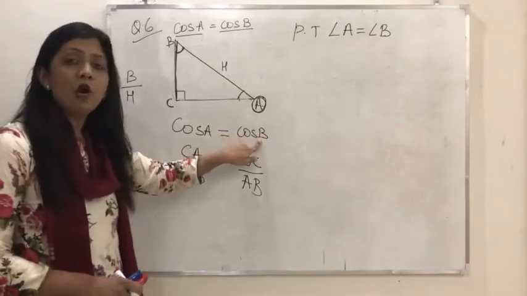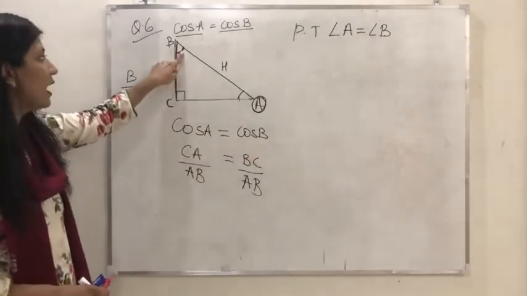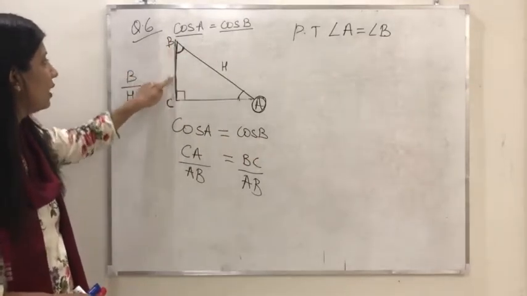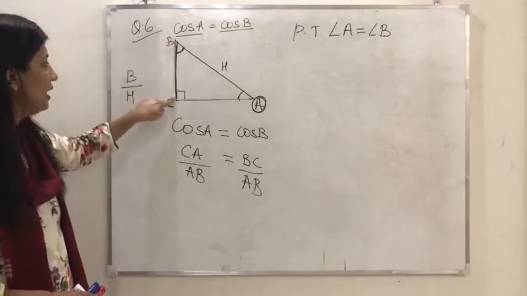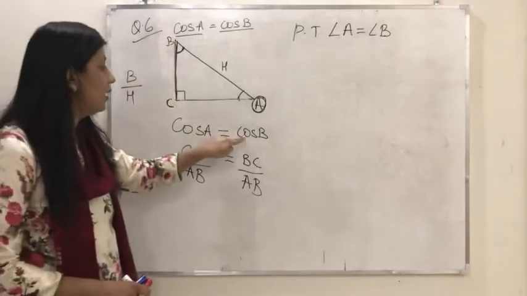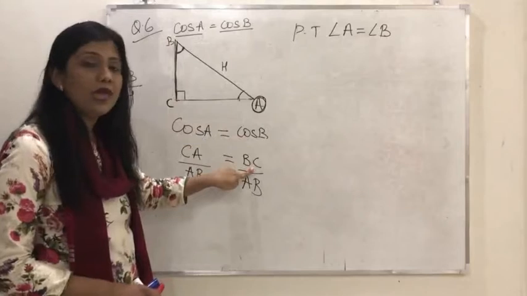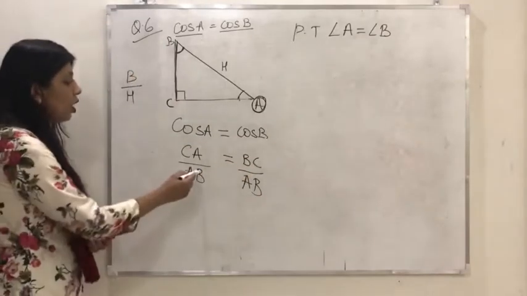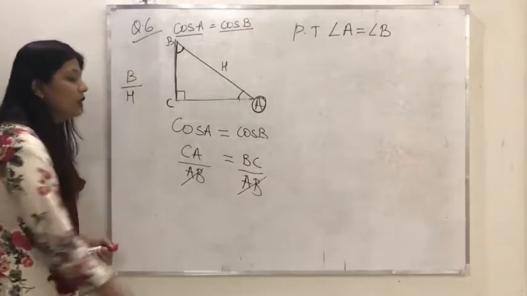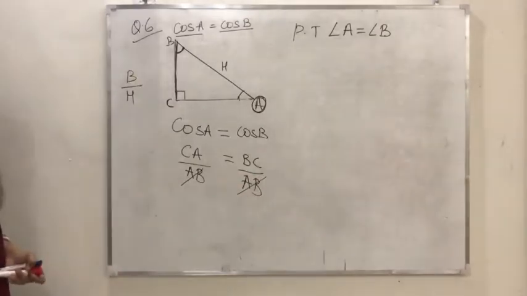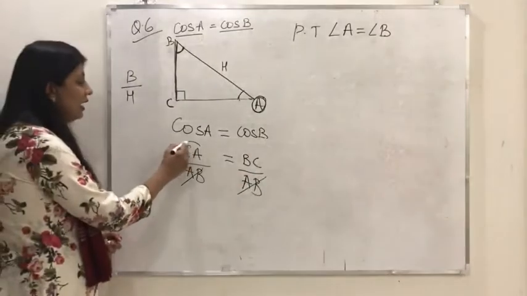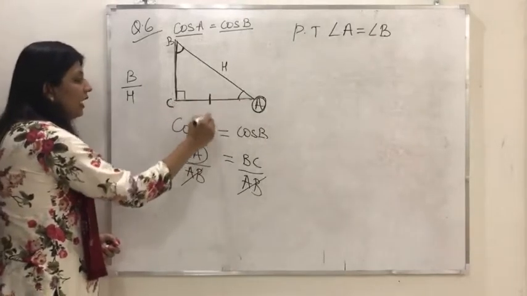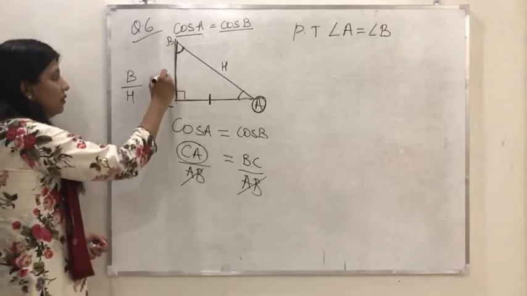When I am talking about angle B, this is my angle B. This is my hypotenuse. So the remaining side adjacent to angle B, that means BC, will be my base. So for cos B, BC will be your base. So it is base upon hypotenuse. Now in this ratio, AB will cancel out with AB. So now what you are getting is AC equal to BC.